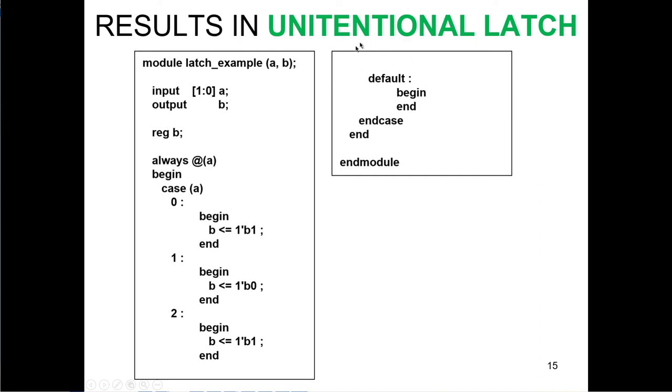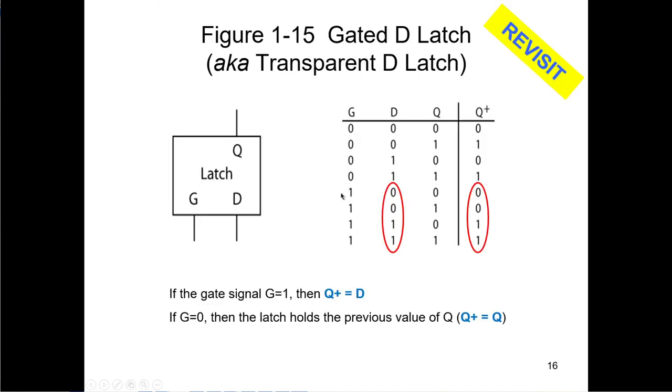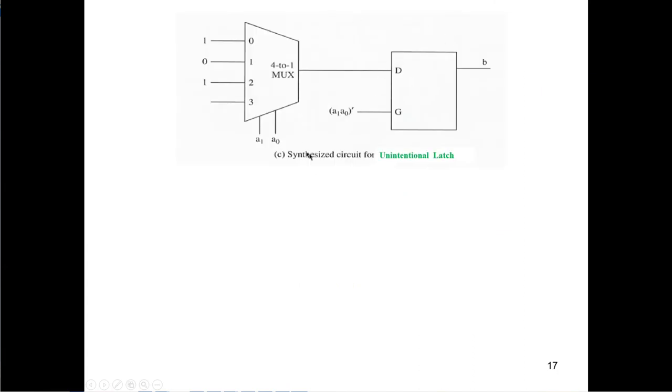The default state didn't specify anything. So in the default case, it didn't give an output for B. That's the mistake here. Yes, you do have a default case. You don't specify 3, but you have a default case. But in the default case, it's an empty case. There's nothing there. So what the synthesizer knows is if A is a 3, then you have to have a latch that remembers the previous value for B and outputs that. So we have case 0, case 1, case 2, but we don't have a case 3 specified. So that's what this looks like, and you'll get this transparent latch added to your code. And here it is.